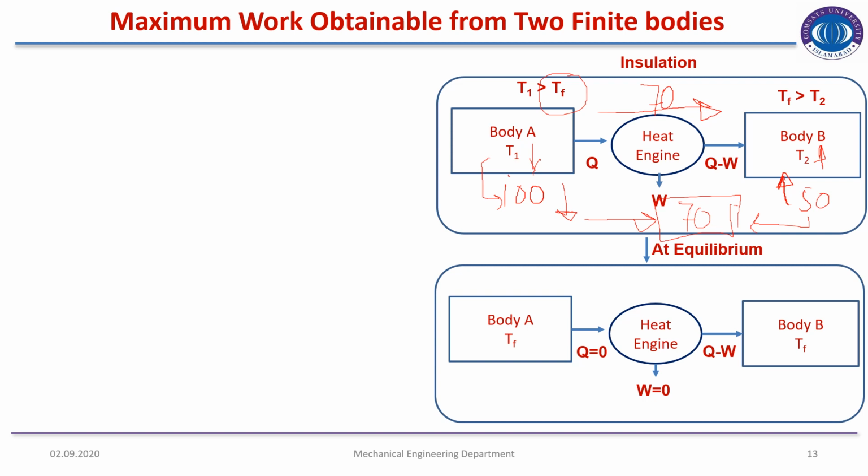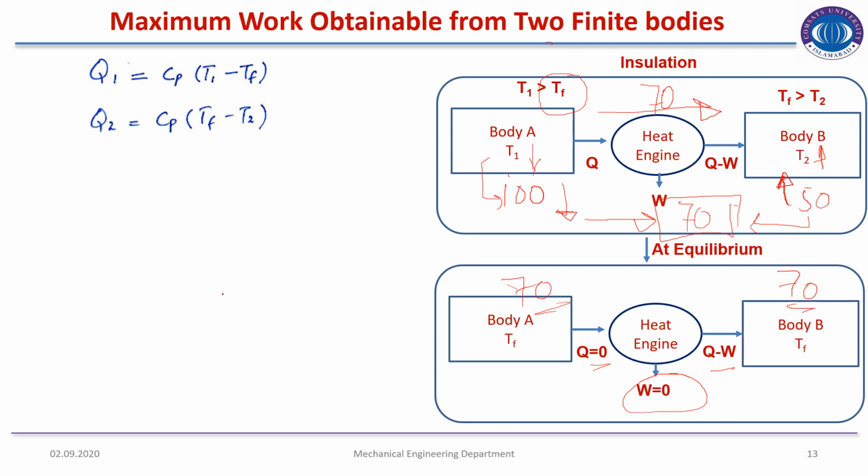In the bottom figure, the final position is shown, where body A will eventually reach the final temperature Tf. In the above example, we have considered the value of Tf to be 70, and body B is also at 70. As both have the same temperature, at that equilibrium there will be no work produced and no heat transfer. So for body A, Q1 is Cp times T1 minus Tf, that is initial minus final temperature, and Q2 is Cp times Tf minus T2. For body B, the final temperature is greater than initial, so Wmax is equal to Q1 minus Q2.